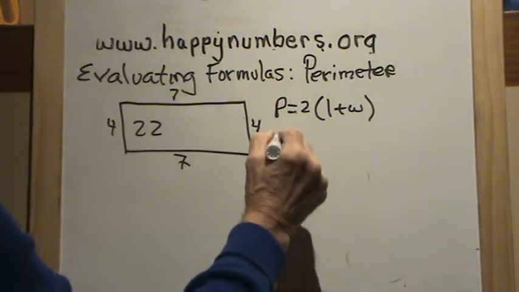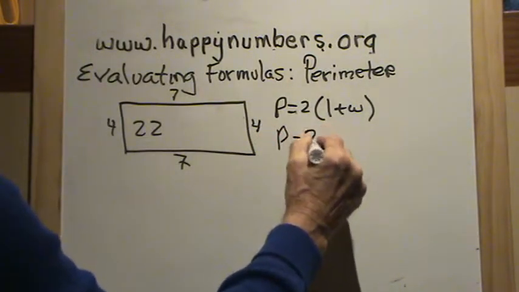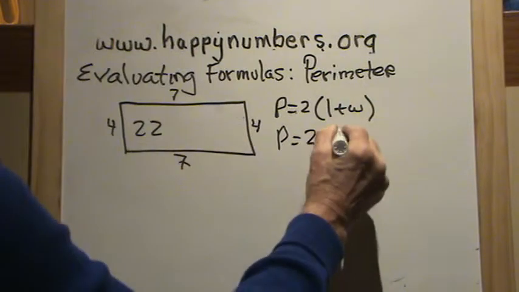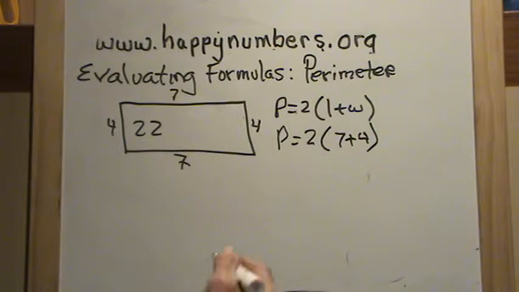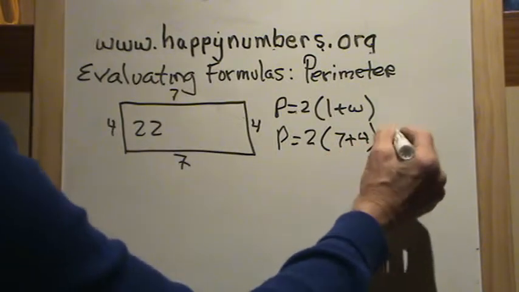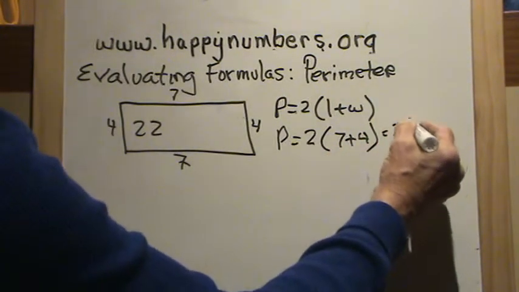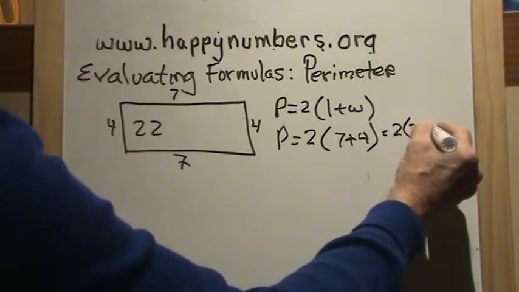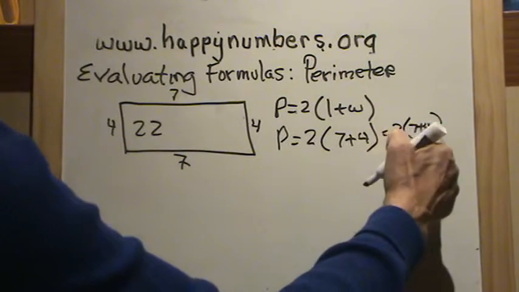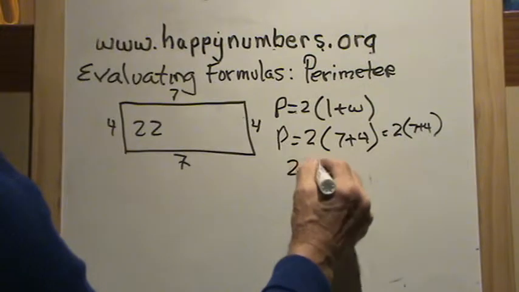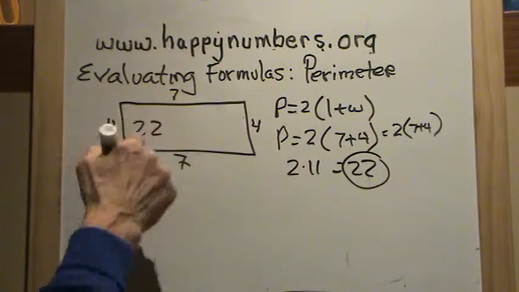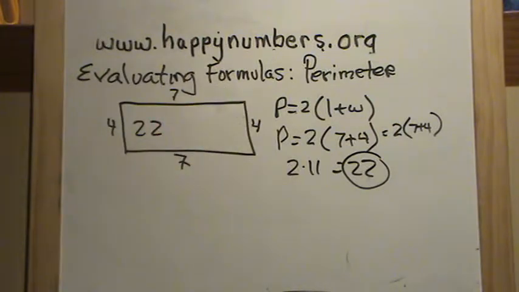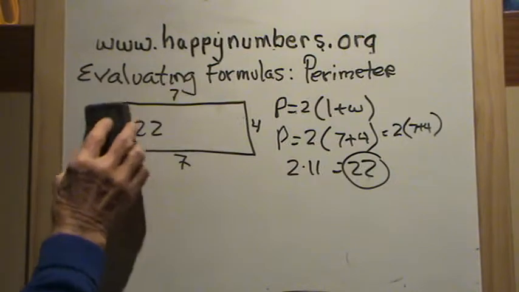Let's substitute. The perimeter is equal to 2 times the length is 7 plus the width is 4. Now we do our parentheses first, so it's 2 times 7 plus 4. 7 plus 4 is 11, so it's 2 times 11, and it's 22, which is the same as we got just by adding the sides. So, very, very simple.